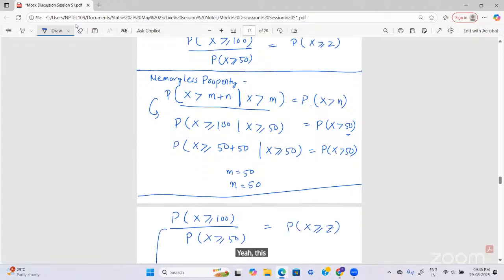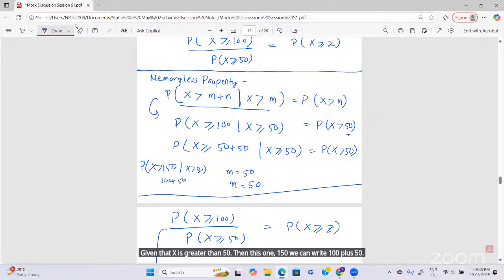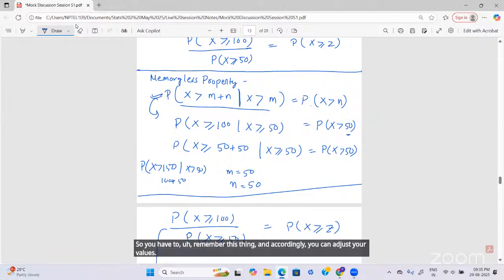Yeah, this is the formula. Now you can accordingly fit the values. Suppose it is probability x greater than 150, given that x is greater than 50, then this 150 you can write as 100 plus 50. Okay, then it will be x greater than 100. So you have to remember this thing, and accordingly you can adjust your values. Okay. Okay, ma'am.